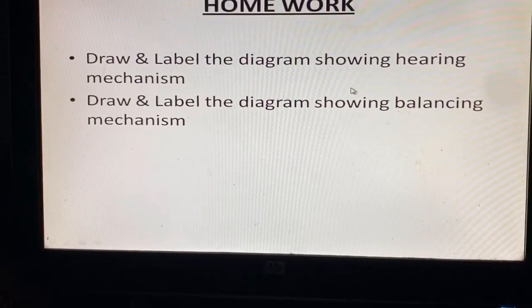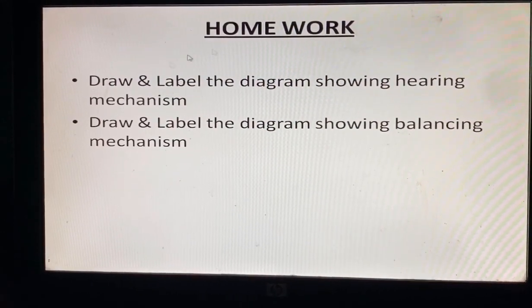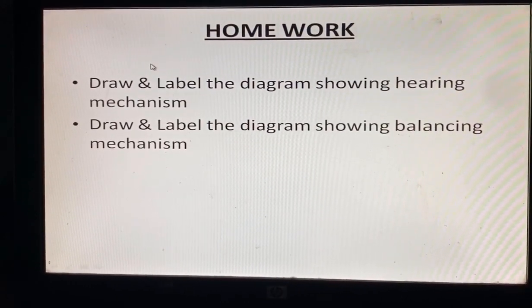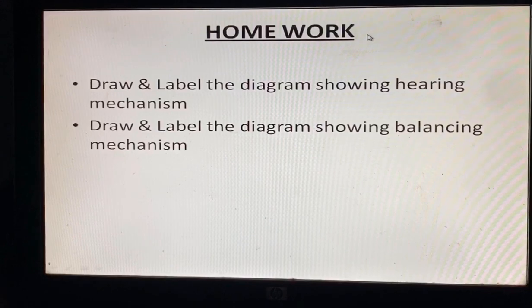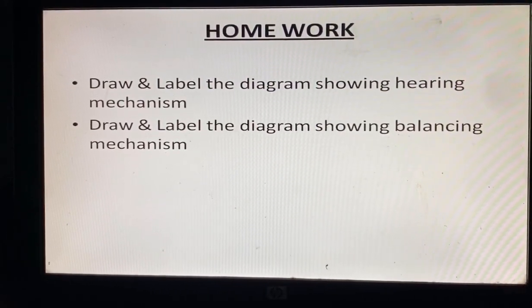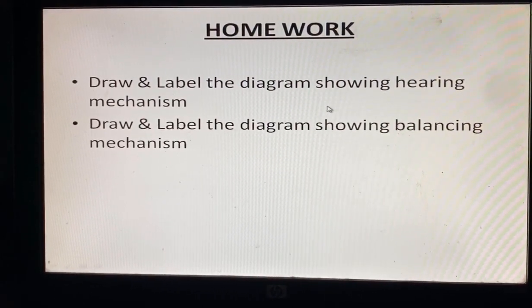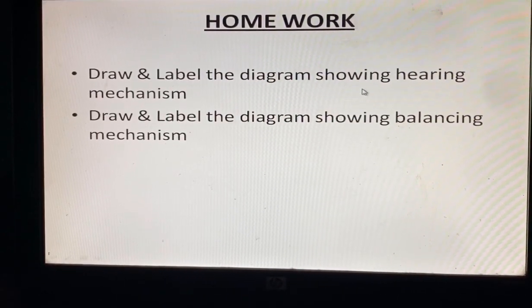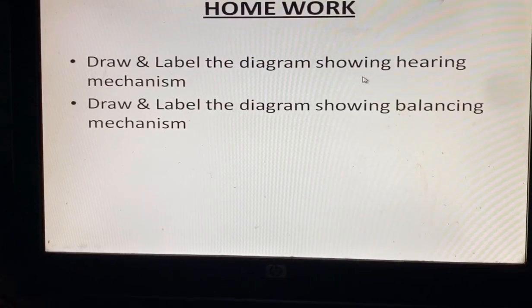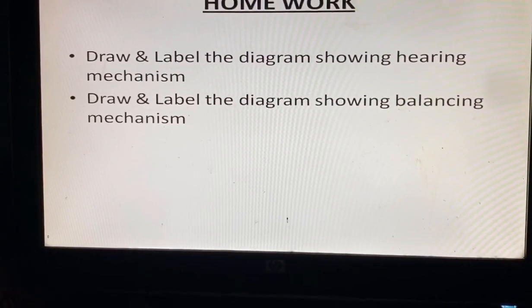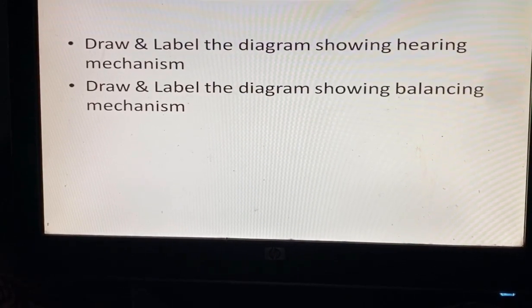Right. We discussed a lot. Okay, so you should prepare at home well, and you may pause the videos, and you should take help from your textbook, online supports, YouTube videos, Wikipedia, or many more things to know the details. Okay, so homework will be, of course, to draw and label the diagram of the hearing mechanisms shown in the lecture, and to draw and label the diagram of the balancing mechanism mentioned in the lecture.